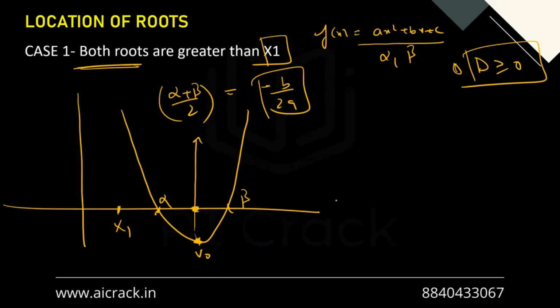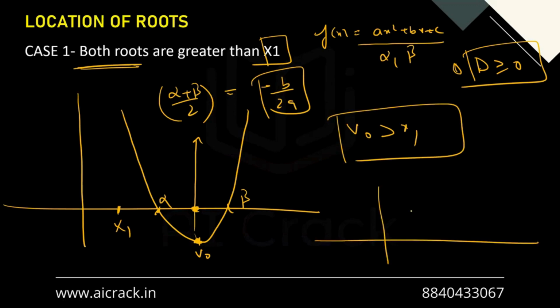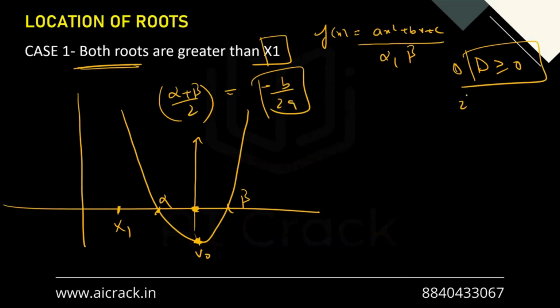Now if we say that V0 is bigger than x1, can we say that our conditions are getting true? Still we cannot say that. Why? Because if V0 is bigger than x1, then we can also have a case where x1 is over here and V0 is over here. In this case, x1 is inside the parabola. We don't want that case, right? And still V0 is bigger than x1. So we have to add one more condition, right? How do we do that? So our second condition comes out to be V0 should be bigger than x1, right? We have to add one more condition.